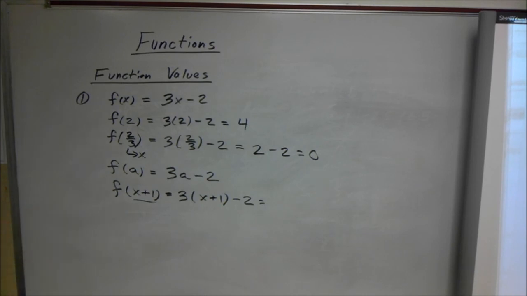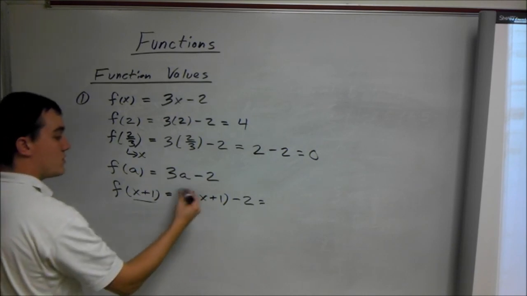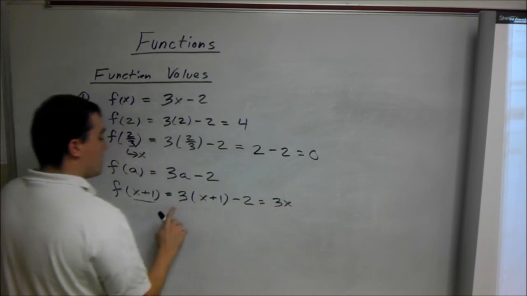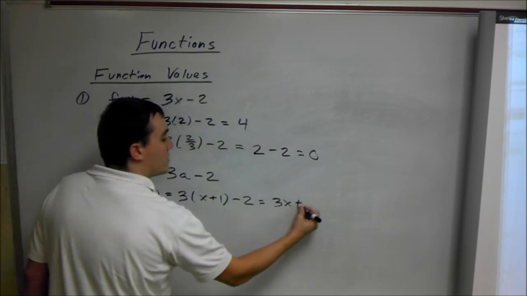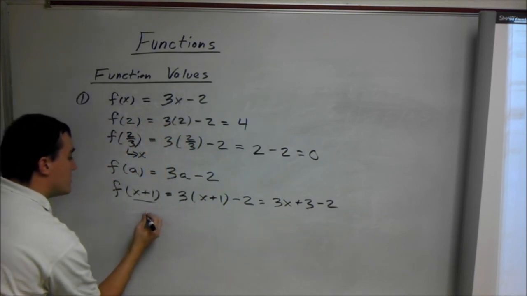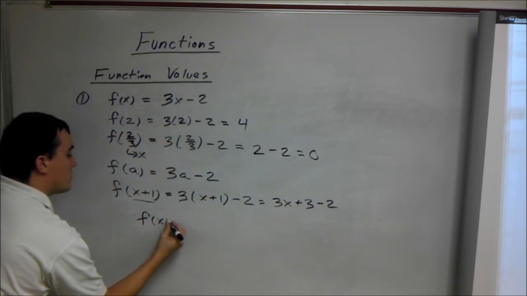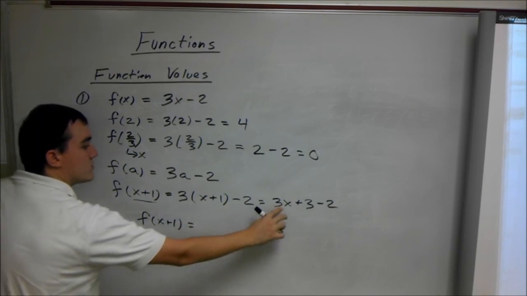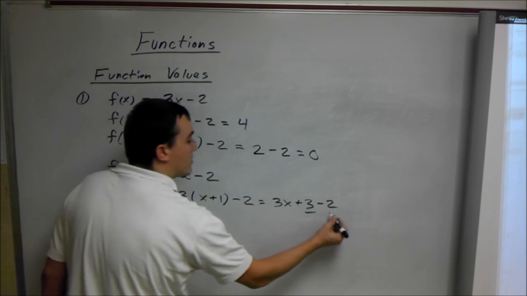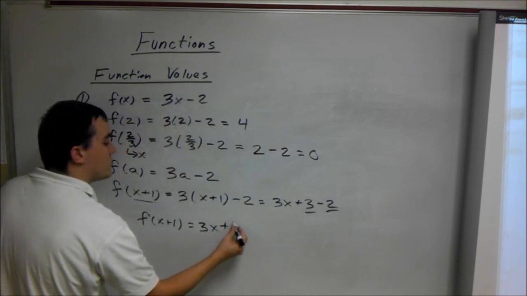Whenever we're simplifying something like that, we have to distribute. So 3 goes to both. We get 3 times x is 3x. And then 3 times 1 is 3, minus 2. So f of x plus 1 equals 3x plus 1. There's no other x terms, just adding like terms, and 3 minus 2 is plus 1.